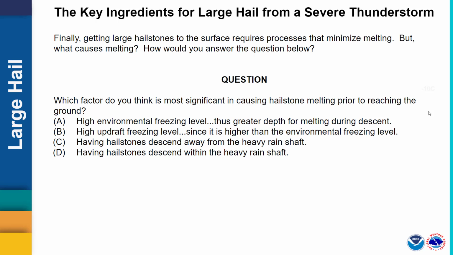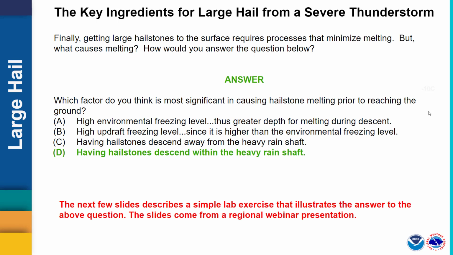Which now gets us to the final requirement, ensuring the hailstones don't melt before reaching the ground. What do you think is the most significant factor when it comes to hailstone melting as it descends? The answer is D. You don't want the hailstones to descend within heavy rain. You want it separated from the rain shaft.